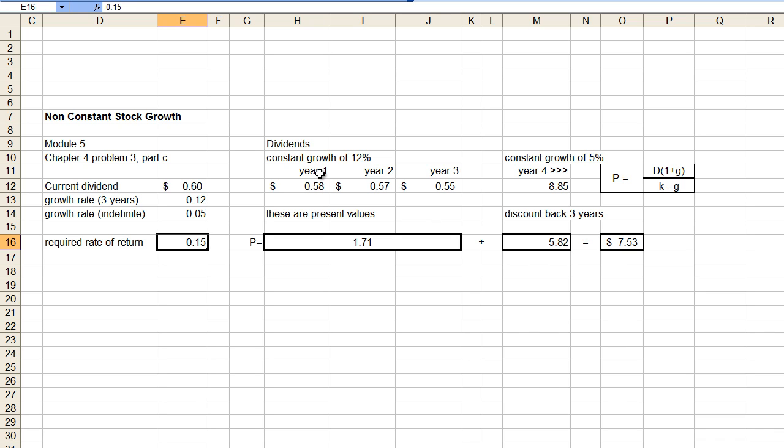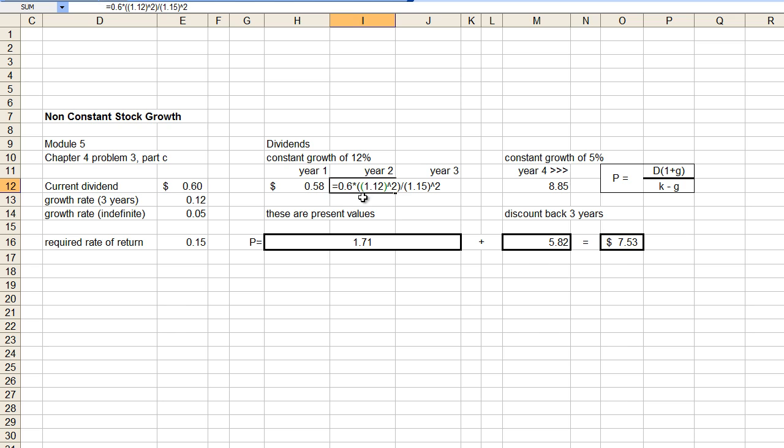First of all, we need to create present values for the 3 dividends coming up in the 3 years, years 1, 2, and 3. So year 1, we have 60 cents right there, multiplied by the growth factor for the first 3 years of 12%, divided by the discount rate or the required rate of return, which is 15%. And that will give me a present value of the year 1 dividend at 58 cents.